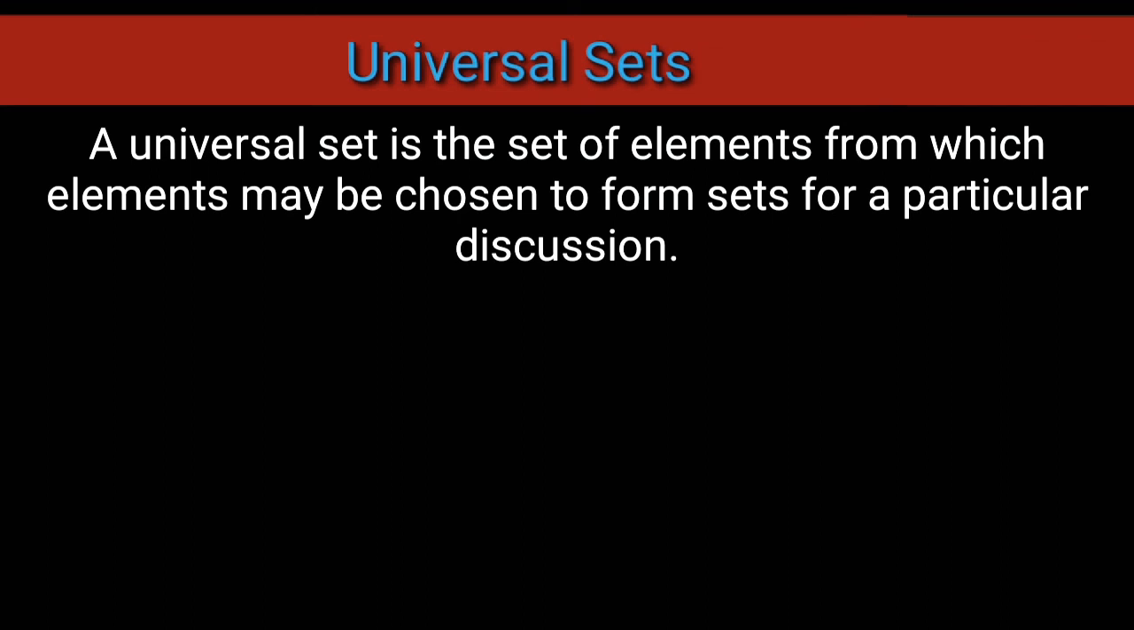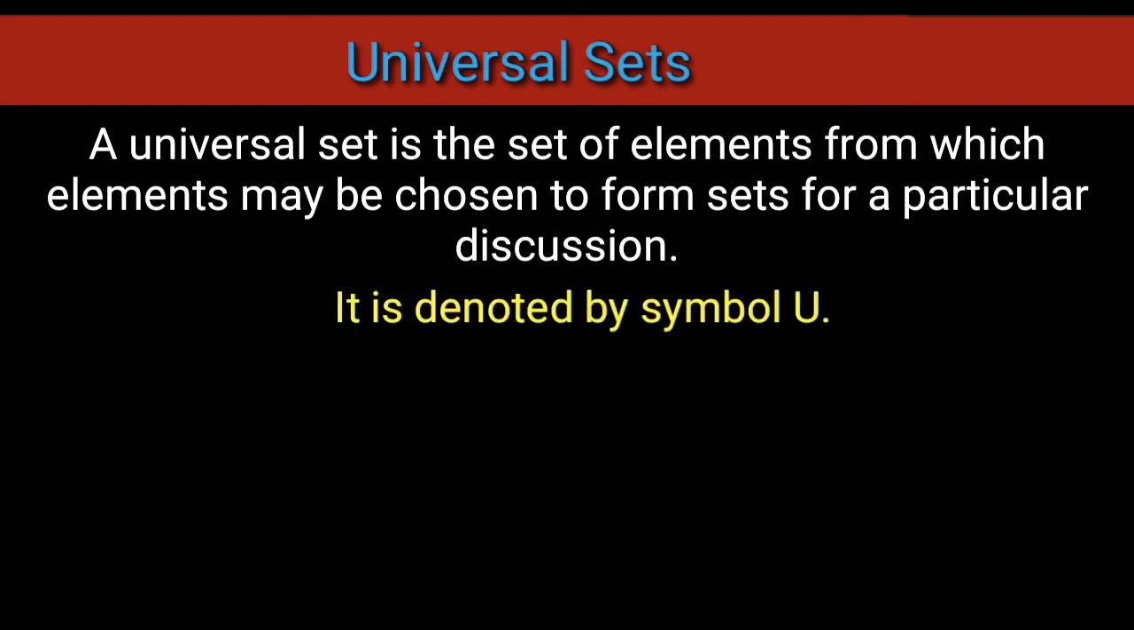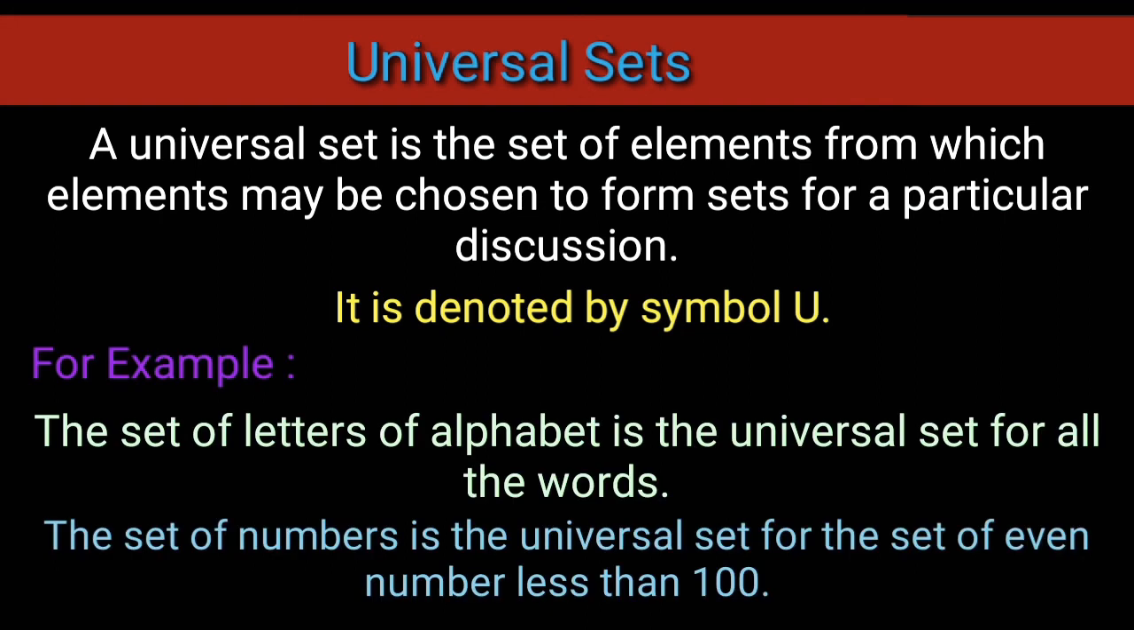Universal sets. A universal set is the set of elements from which elements may be chosen to form sets for a particular discussion. It is denoted by the symbol U. The set of the letters of the alphabet is the universal set for all words, and the set of numbers is the universal set for the set of even numbers less than 100. This means we can choose any letter from the English alphabet to make words, and we can choose any number from the set of numbers to make a particular set of numbers. Thank you.